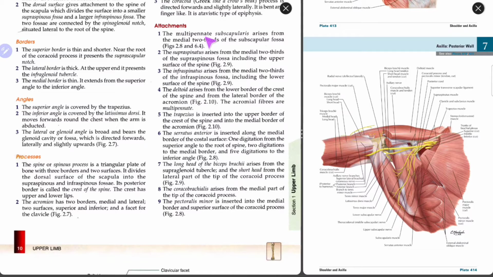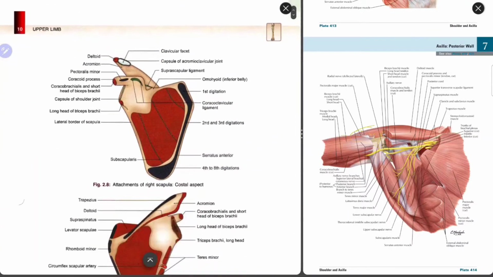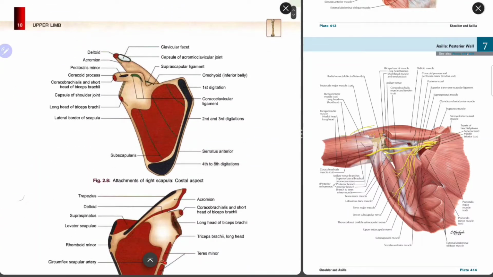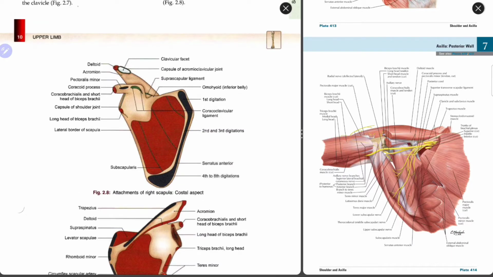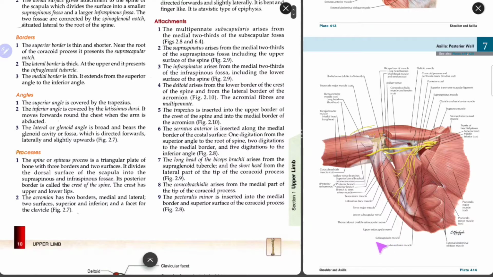Attachments. The multipennate subscapularis arises from the medial two-thirds of the subscapular fossa. This is the medial two-thirds of the subscapular fossa, originating the subscapularis muscle. You can appreciate the subscapularis muscle here. This is the subscapularis muscle, supplied by three nerves: the upper subscapular nerve, the middle subscapular nerve, also known as the thoracodorsal nerve, and the lower subscapular nerve.